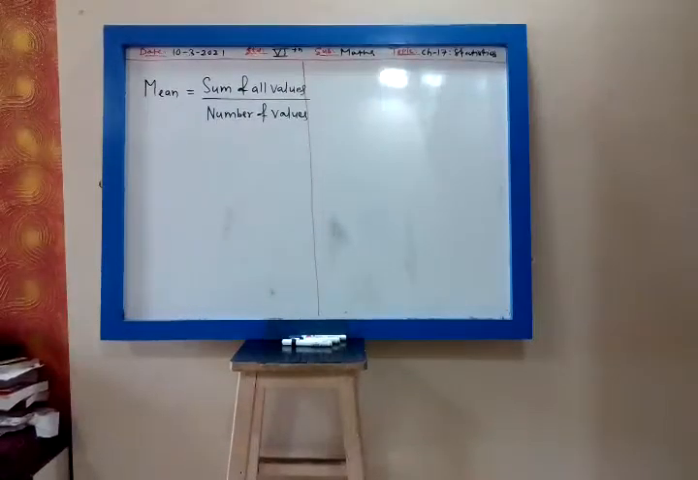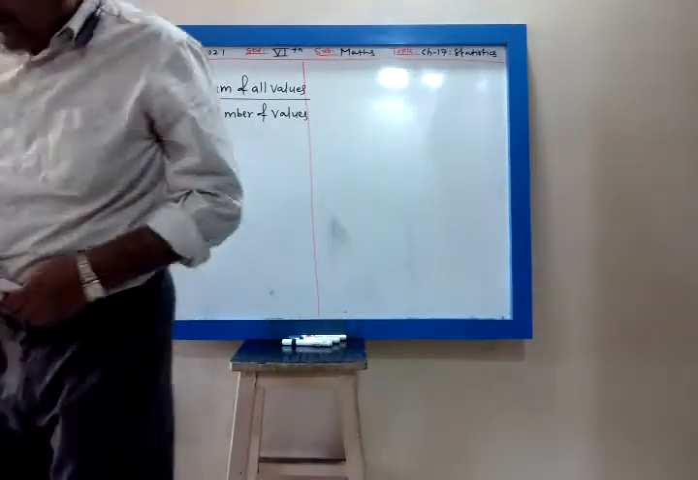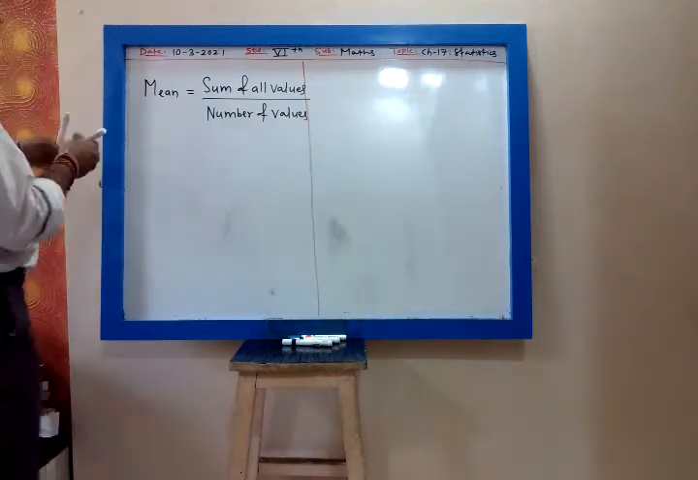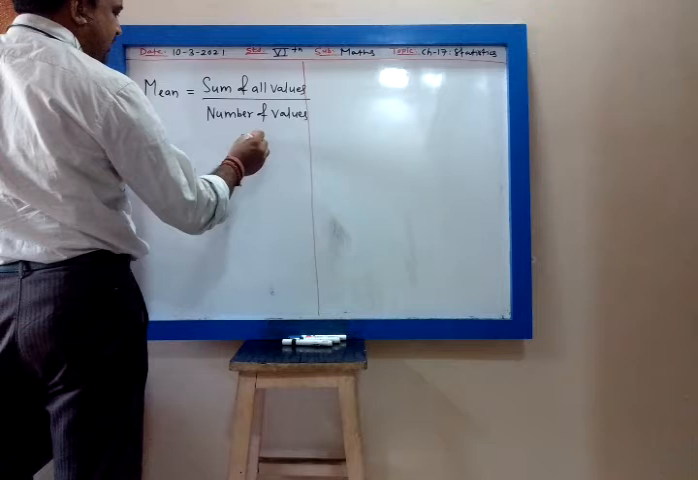Mean is the sum of all values divided by the number of values. This is the formula to calculate the mean value. Let us start exercise 17.4 based on this formula.